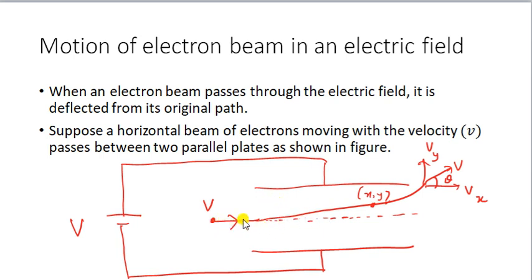If there is no external field, the electron would go in a straight line path. But here the electron enters with some velocity v. So its path will not be a straight line because of the electric field, and it will deflect in this way. So here I have written the same thing.